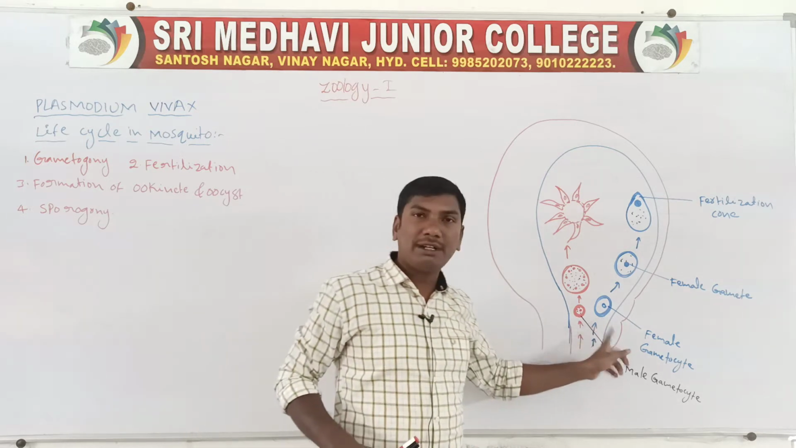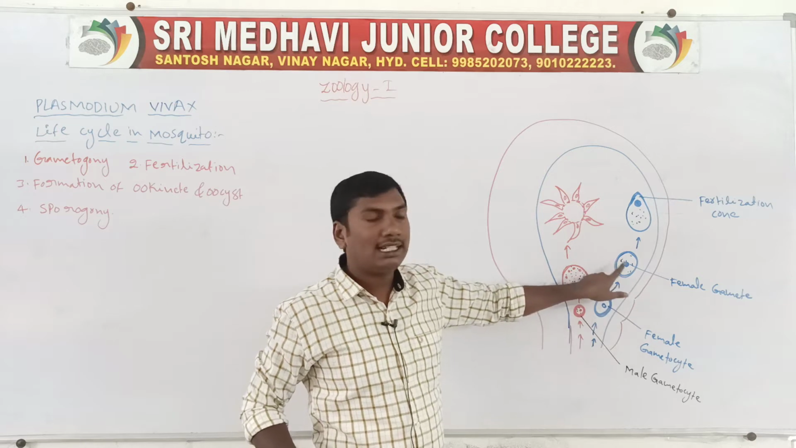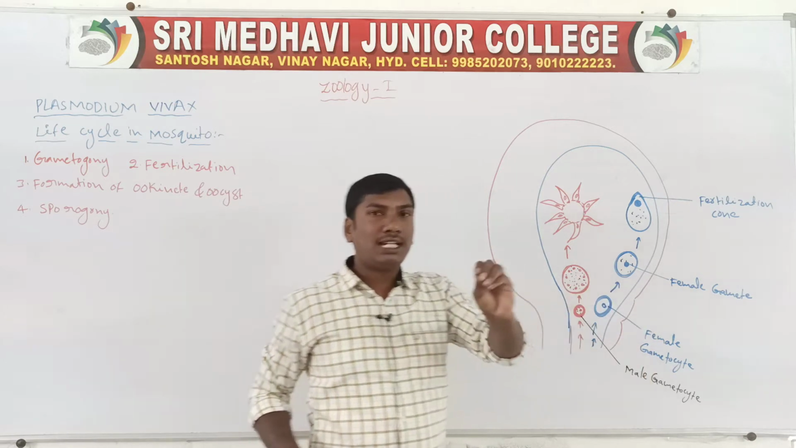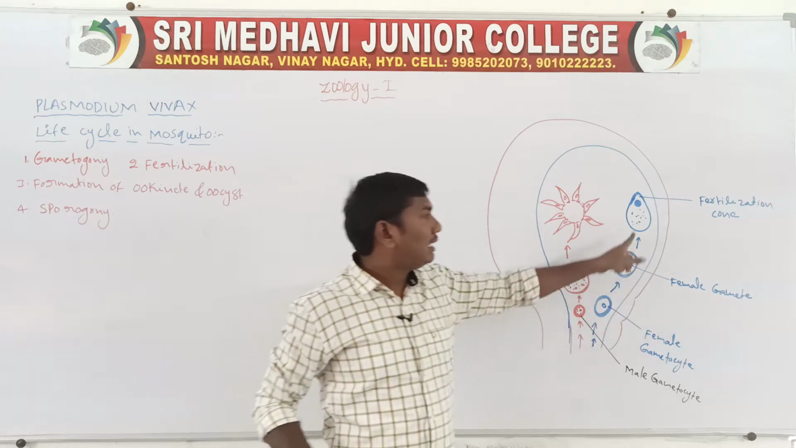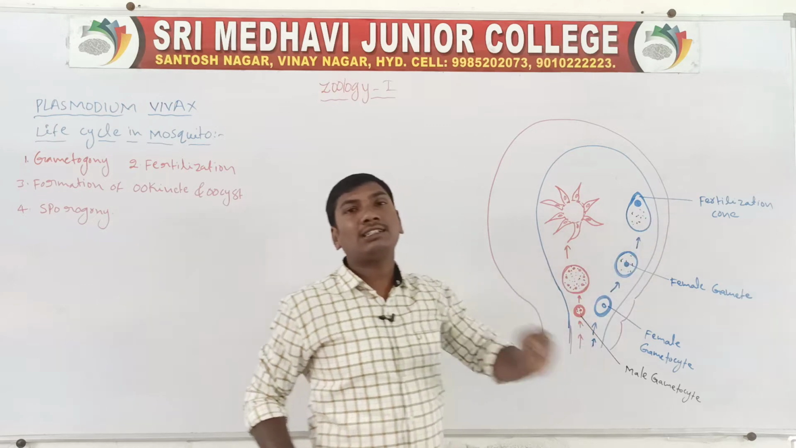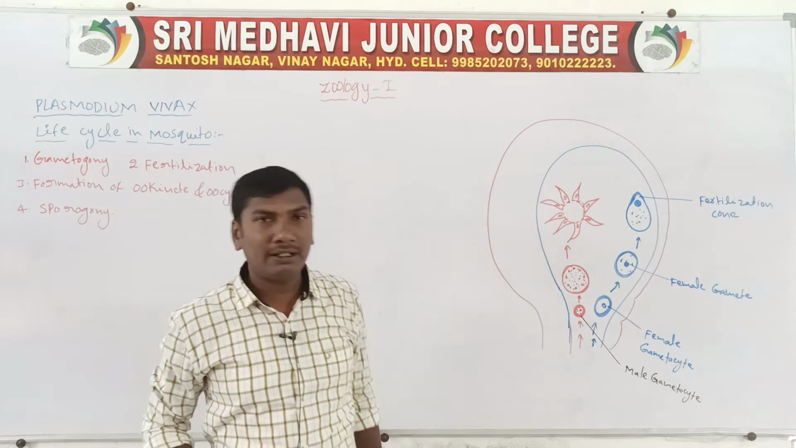Next one, female gamete formation. The female gametocyte undergoes a few changes and transforms into the female gamete. This process is called maturation. Next, the nucleus moves to the peripheral side, forming a projection called the fertilization cone. So that is male gamete formation and female gamete formation.